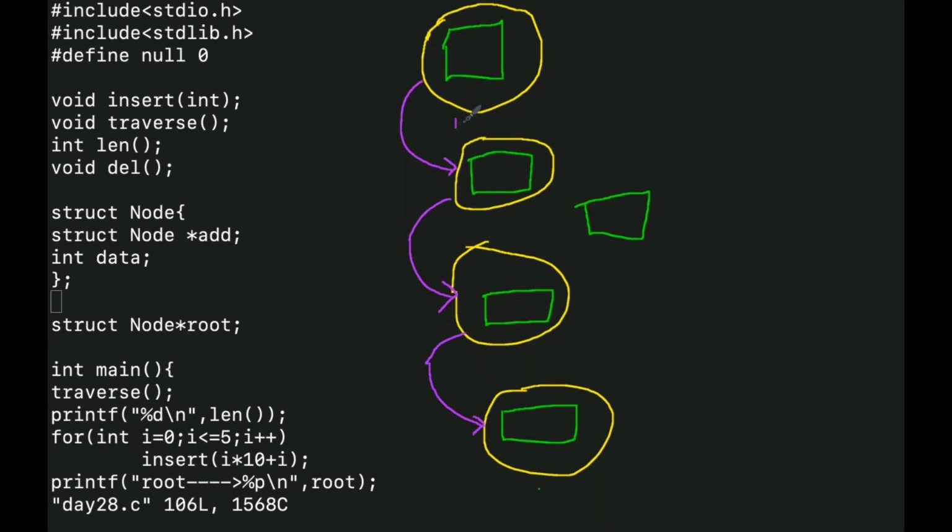Let's say this is 1000. Let's say this one is 2000. Let's say this one is 3000. Let's say this one is 4000. Now this is a normal list, and you have a root here. Inside the root you have 1000.